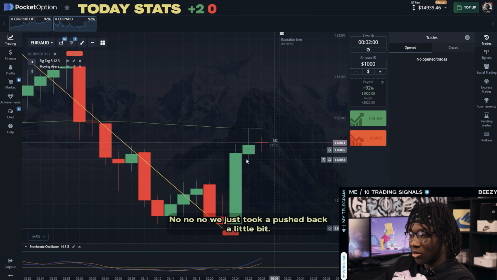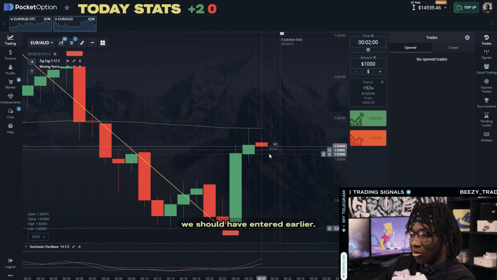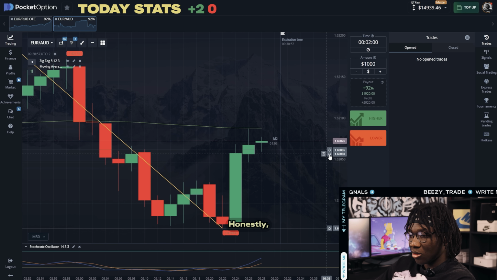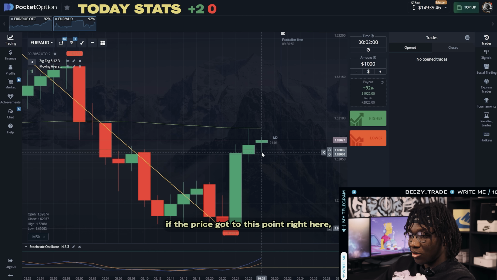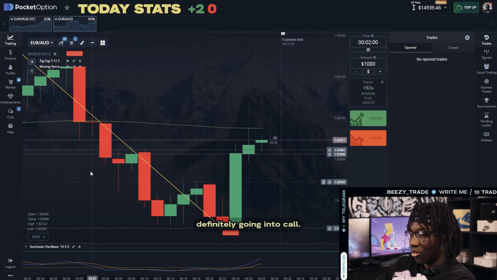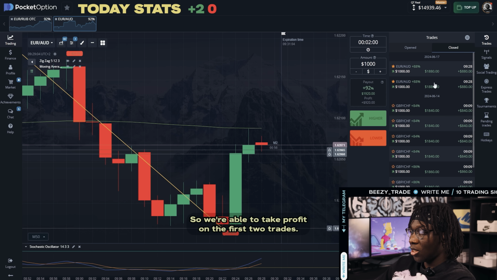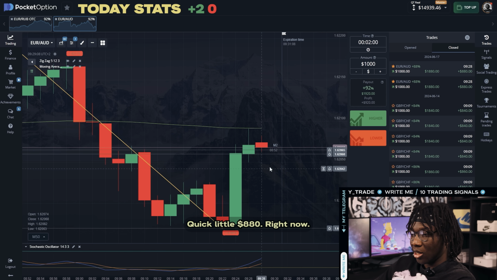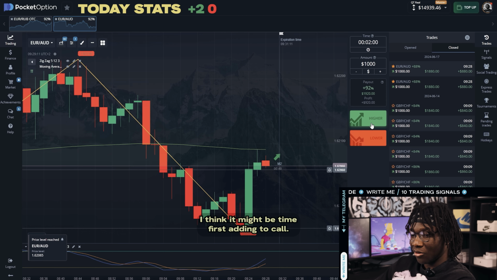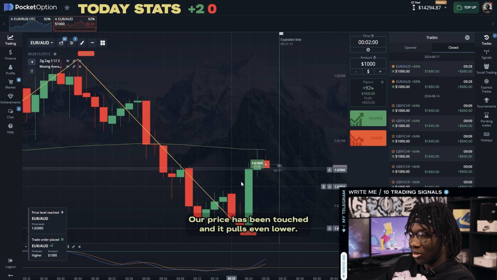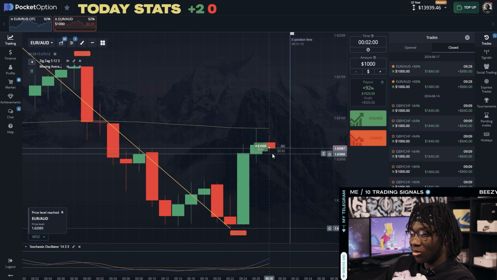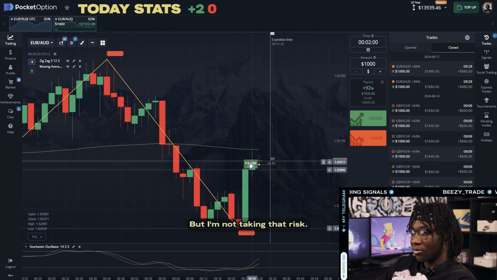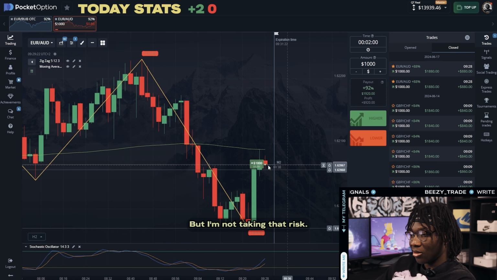No. We do see it push back a little bit. We should have entered earlier. Somewhere around here would have been better, honestly. If the price got to this point right here, definitely going into a call. So we're able to take profit on the first 2 trades. Quick little $880. Right now, I think it might be time for us to enter into a call. Our price has been touched, and it pulls even lower. But our price was touched. It pulled a little bit lower, but I'm not taking that risk.